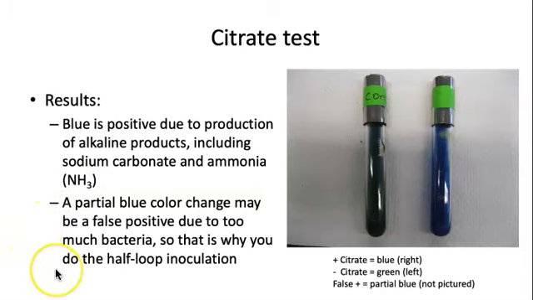One thing that can happen in this test is that, as I said, if there's too much bacteria, it's possible to get a partial change to a blue color. So that's why we do this half loop inoculation with the needle. So if you look at the chart for this test, the enzyme is called citrate permease, the agar is called citrate agar, and the positive test is a color change from green to blue, which again is produced through alkaline products, which are sodium carbonate and ammonia. And then just a note to know that if you get a partial change to blue, that could be a false positive.